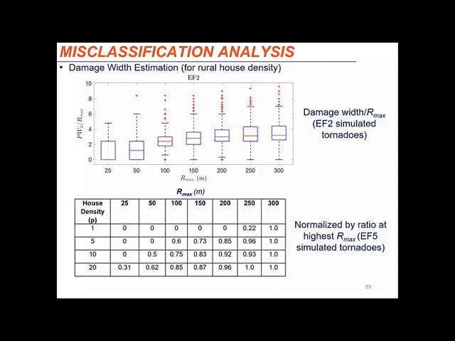And then here we're normalizing this relationship above by the highest Rmax. So basically 300 meters was the highest that we did in the simulation. We assume that this is probably a big enough tornado that we're capturing the true damage width. There's enough structures in the simulation. And what we find is for different house densities, this is number of homes per square mile, for smaller tornadoes, we're probably not capturing the potential damage width of these tornadoes, which is obviously going to play into how we estimate tornado risk.